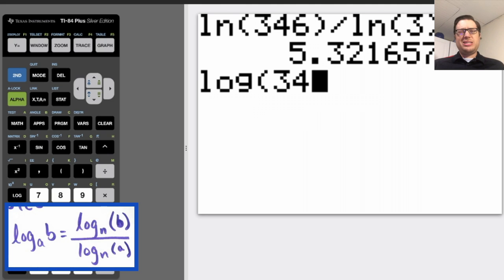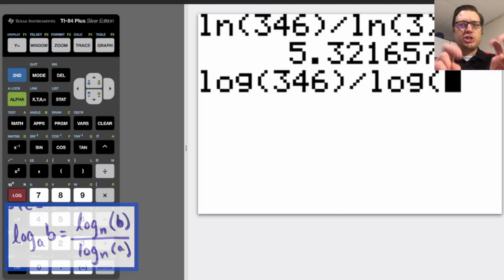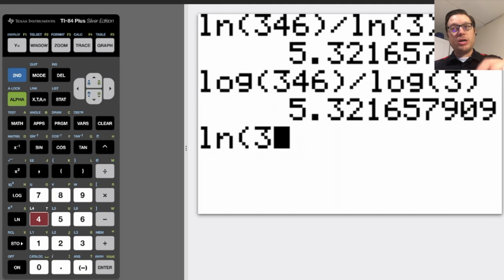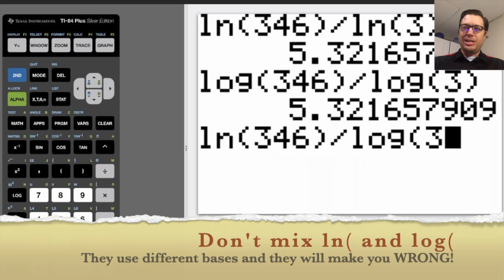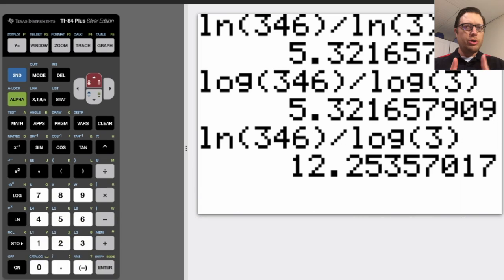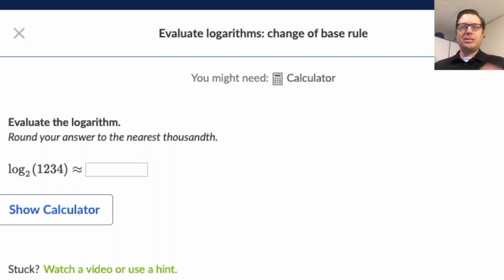TI-84 is still much better. It still shows that whole concept of change of base. This is what we mean by change of base. We mean that even though the base was 3, we can use it in and out. Don't mess or mix up natural log and common log. Don't. You will be wrong. They are intentionally and definitely different.